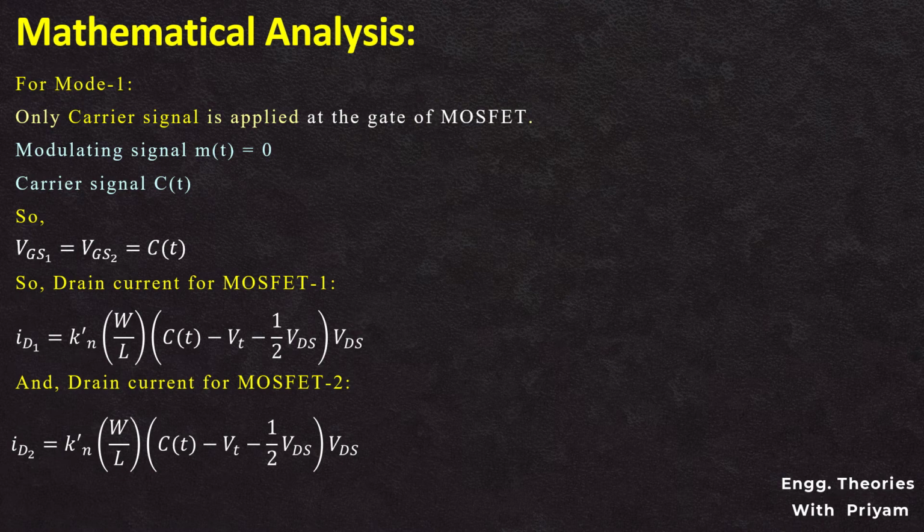Those two opposite and equal currents at the primary of the output transformer T3 will cancel out each other. So the net drain current ID, which is equal to ID1 minus ID2, will be equal to 0. As the net drain current is 0, input voltage to the transformer T3 will also be equal to 0. Hence, no output is produced at the secondary of the transformer T3. So the carrier signal is suppressed.